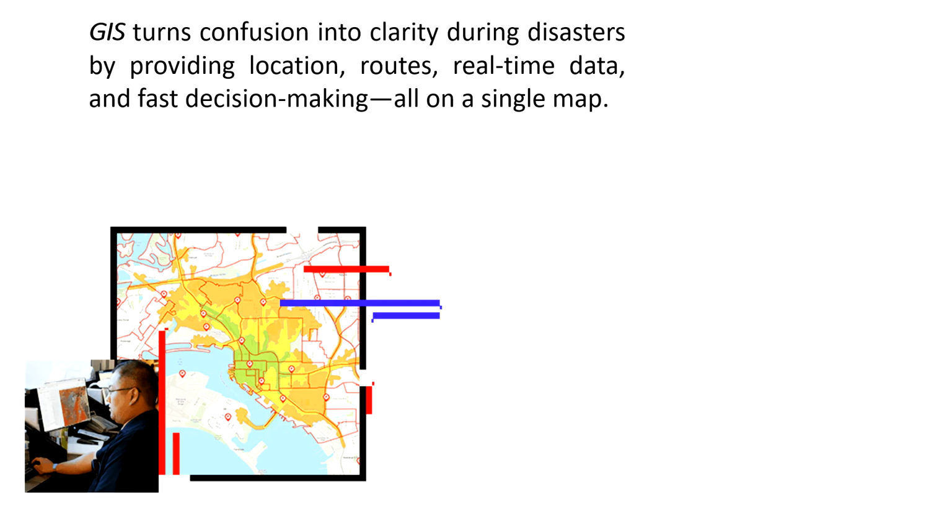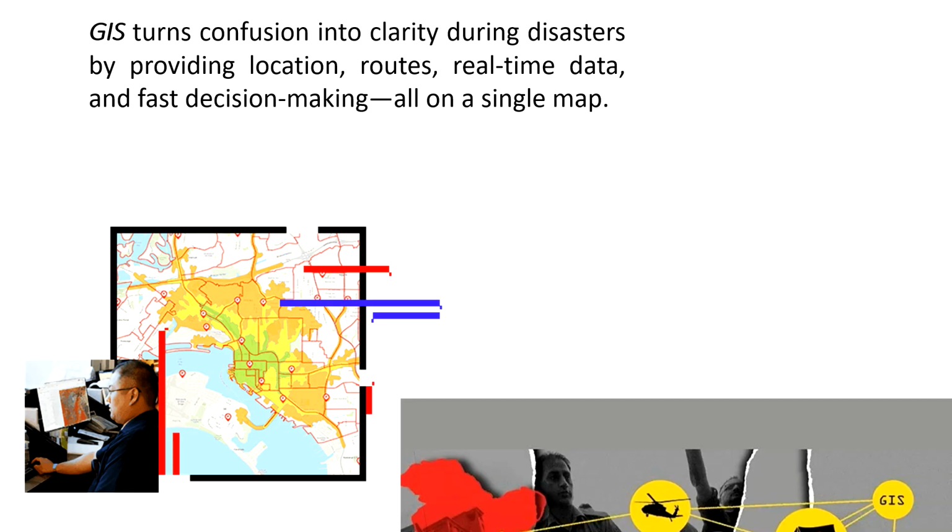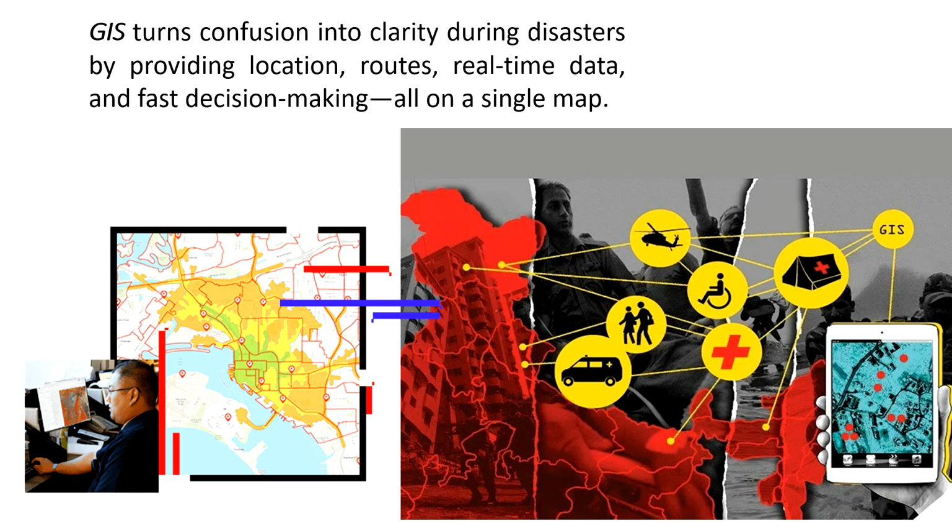GIS transformed disaster management from guesswork to precision by providing accurate location, prediction, monitoring, and rapid response. GIS plays a crucial role in saving lives and supporting resilient communities. During disaster, we cannot control the disaster. Instead of that, we can manage through alternative methods using the powerful technology called GIS. GIS turns confusion into clarity during disasters by providing location, routes, real time data, and fast decision making all on a single map.